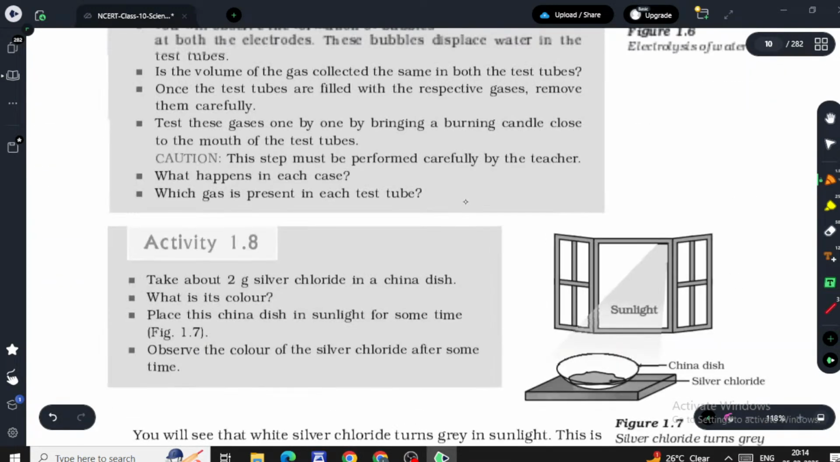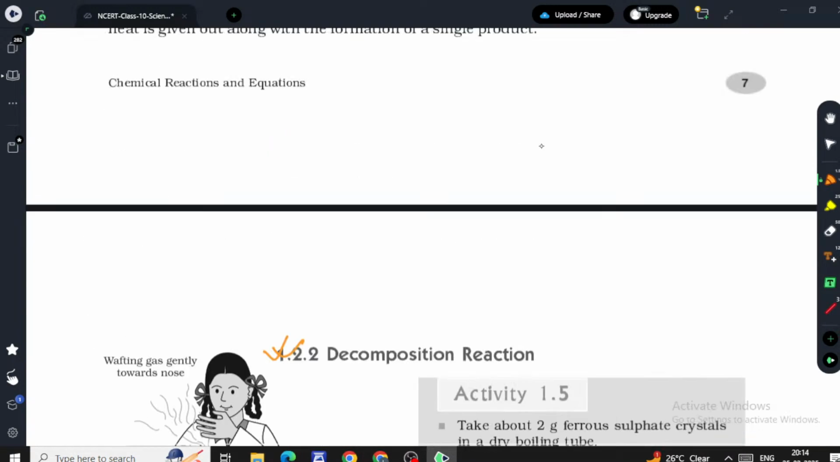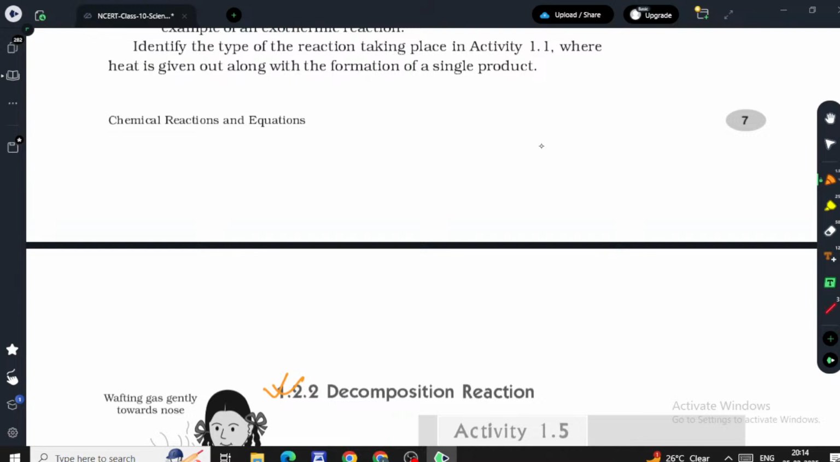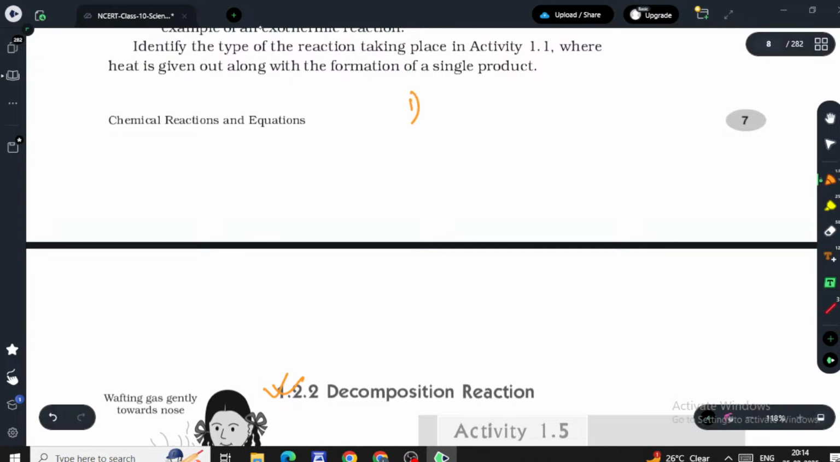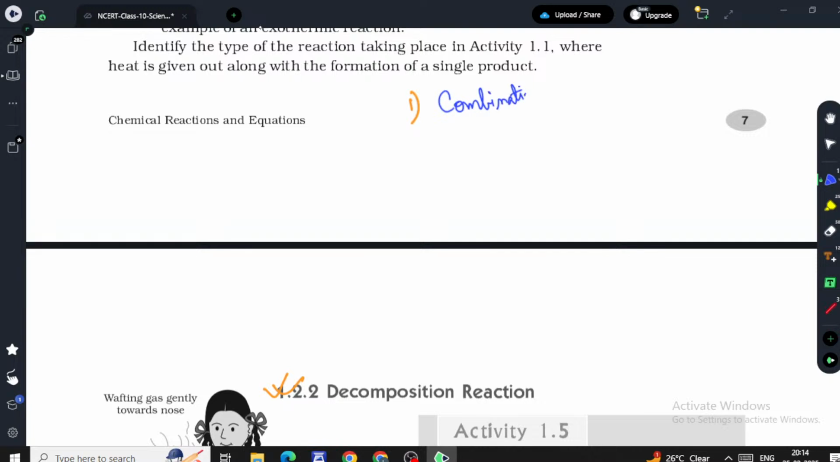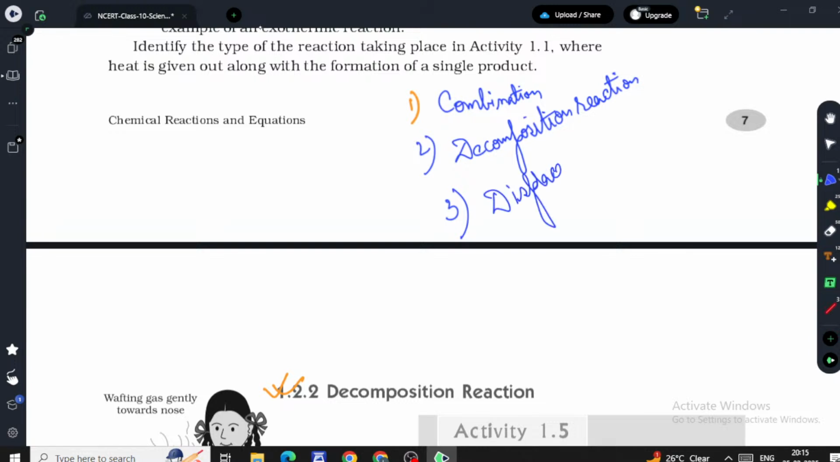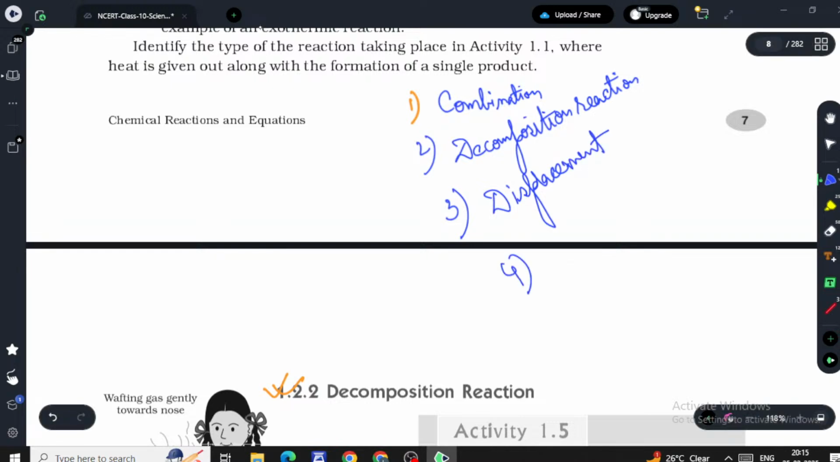So what are the types of the reactions? Okay, I am writing here. First one is combination reaction. Second is decomposition reaction. Third is displacement reaction. Fourth is double displacement. Fifth is oxidation and reduction.